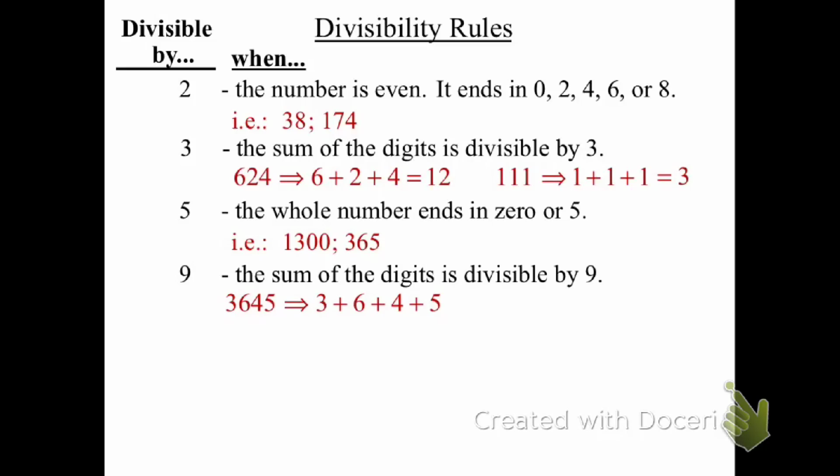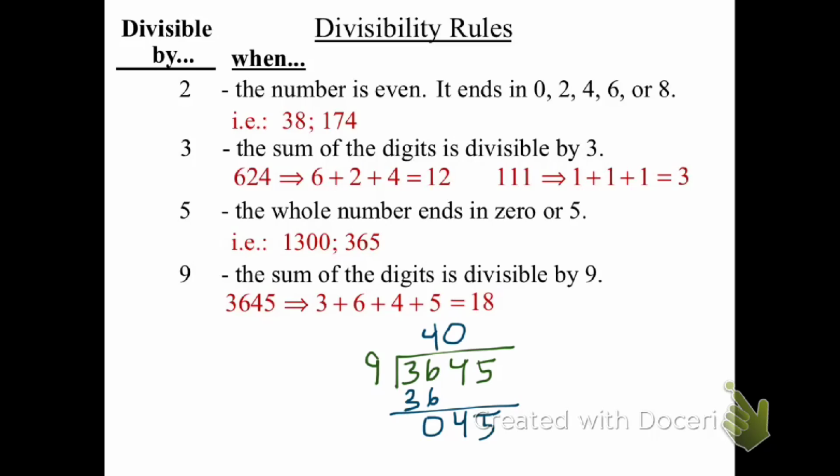3 plus 6 plus 4 plus 5 gives me 18. I already know that 18 is divisible by 9, but let's go and check and see. Let's see if 9 will divide into 3,645. So, 9 times 4 is 36. Subtract, 0. Can't bring down a 4, that doesn't work. Bring down my 5. 9 times 5 gives me 45. 0 will be at the end, so it is divisible.